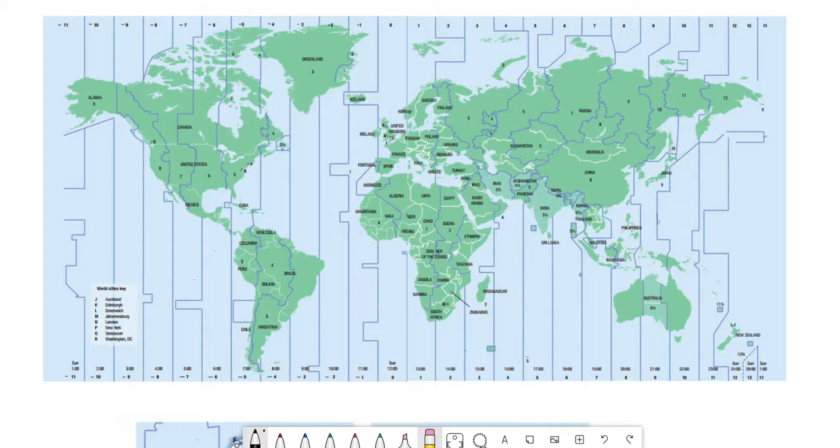Now, when we work out the times in particular places, we have to have a base time or a start place. And our start place in the world is in Greenwich, England, which is, if you follow my arrow, about there. Okay? All the time in the world is based on Greenwich.